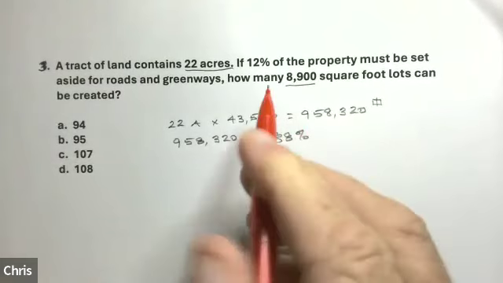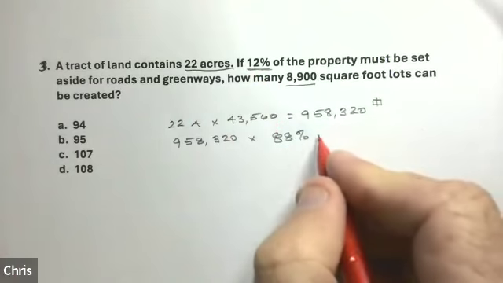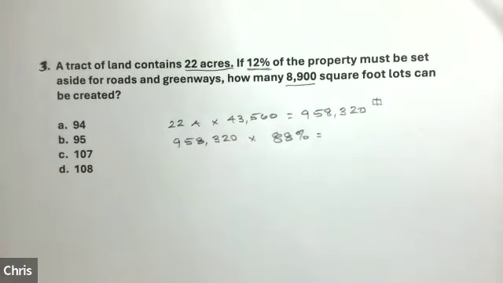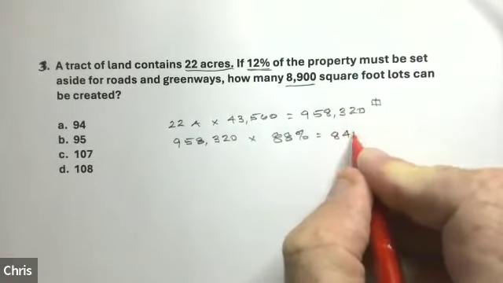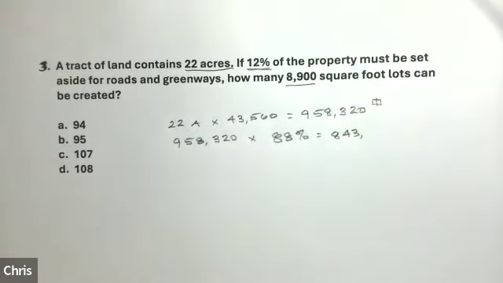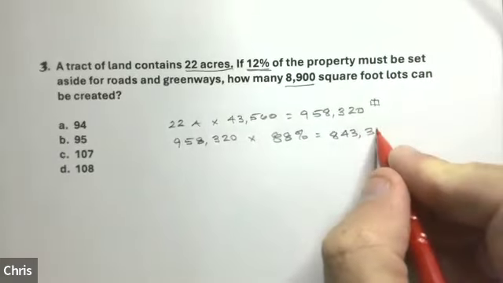88% is just simply 100 minus the 12% that we can't use because we have to set it aside because the city has said so as part of their land maintenance and land ordinances. So therefore, we can actually only use 843,003, what's that last number? 321.60.